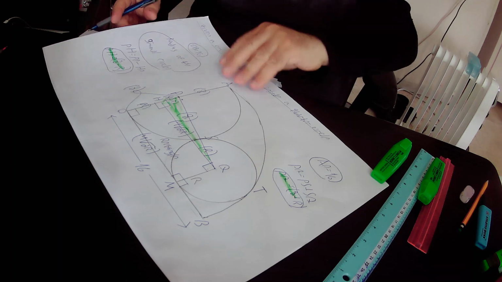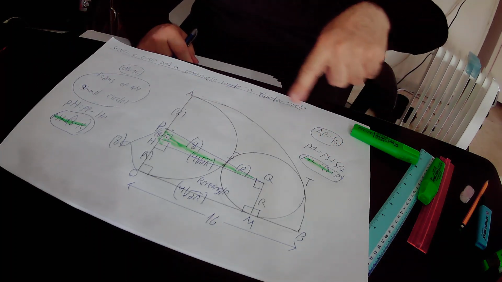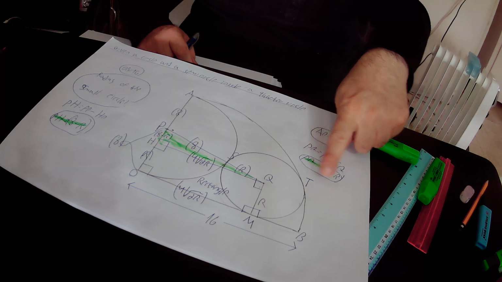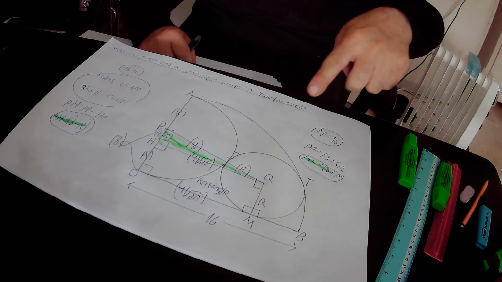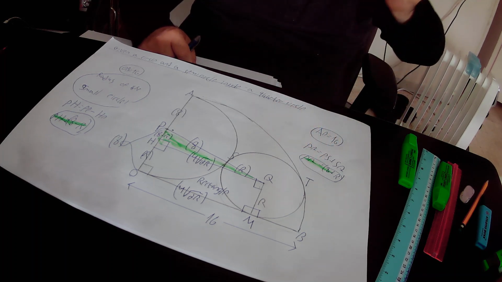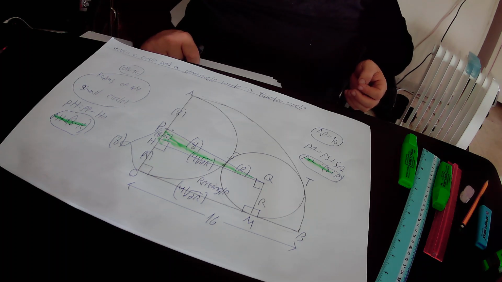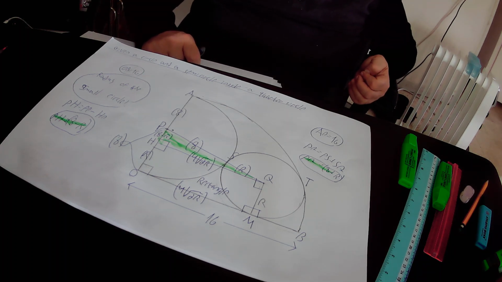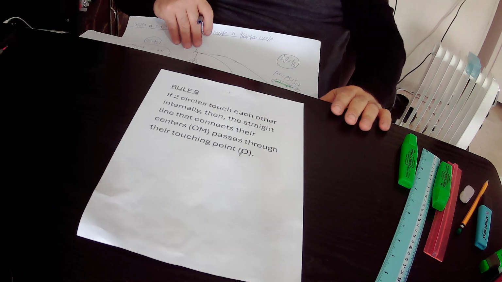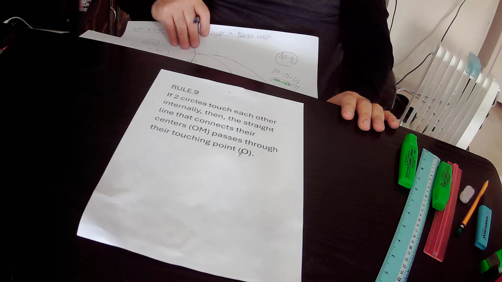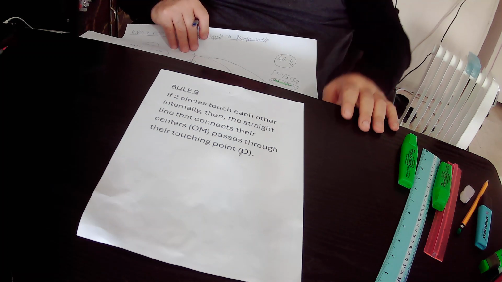So in the drawing, the small circle touches the big quarter circle here at point T. Point T is the touching point. So we have here an internal notch between the small circle and the big quarter circle. And whenever you have an internal notch between two circles, you can implement rule 9. I'll repeat quickly rule 9. According to rule 9, if two circles touch each other internally, then the straight line that connects their centers together passes through their touching point.